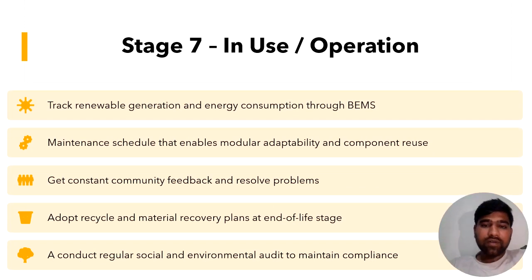In stage 7, operation. The housing is in use. This stage focuses on long-term sustainability and performance monitoring. We use IoT-enabled meters to track things like energy consumption, water usage, and indoor air quality. Community feedback is gathered periodically to assess social impact.